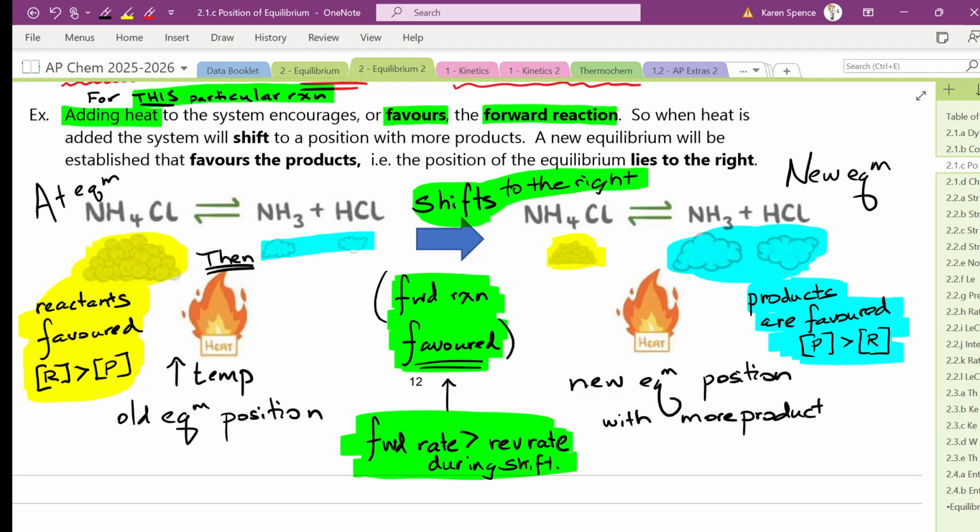Now, I'm going to get a little ahead of myself, just because it really almost lends itself here. What does increasing temperature do to a rate? It increases it. So when we increase the temperature, what happens to the forward rate? It increases. When we increase the temperature, what happens to the reverse rate? It also increases. But we know that the forward rate and the reverse rate are not the same. The forward rate is greater than the reverse rate.